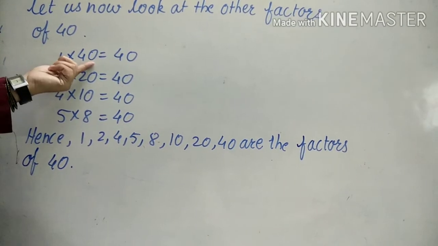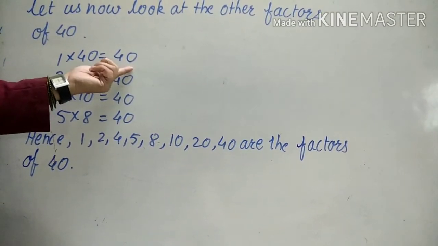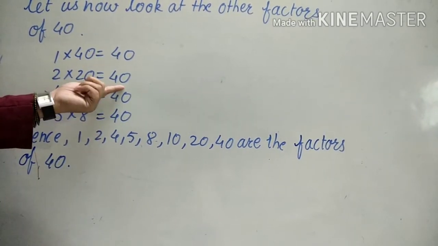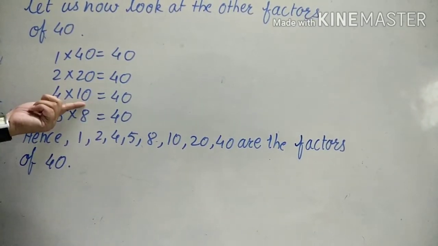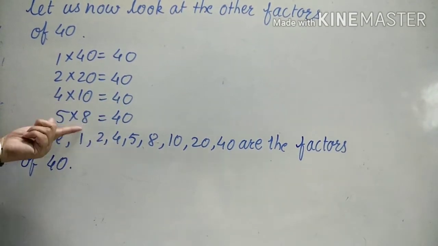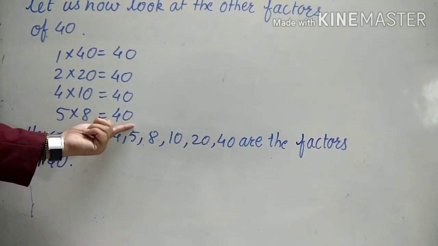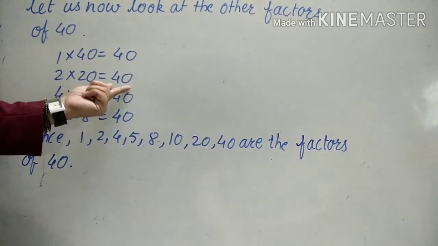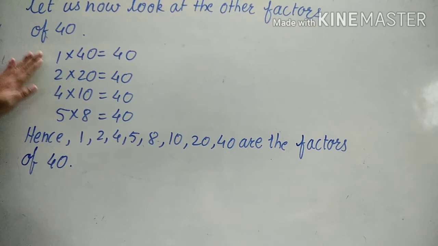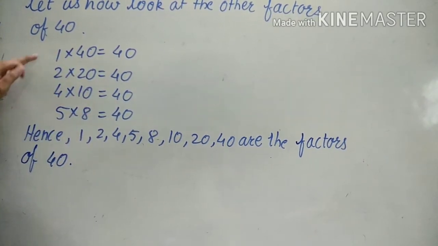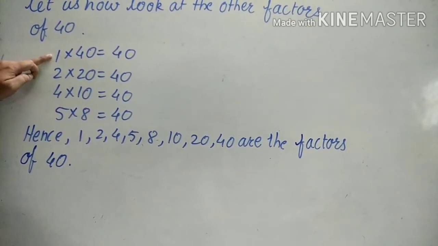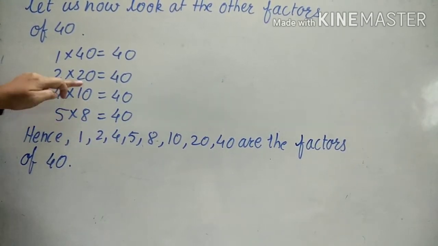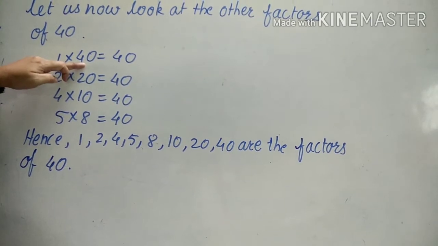So here 1 multiplied by 40 is equal to 40. 2 20s is also equal to 40. 4 10s is equal to 40. Then 5 8s is equal to 40. So here I have to find two numbers whose multiplication is exactly 40. So now from this I can find out the factors of 40. See here, 1, 2, 4, 5, 8, 10, 20 and 40 are the factors of 40.